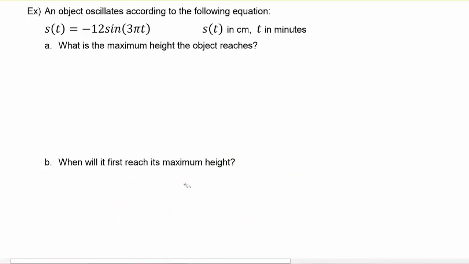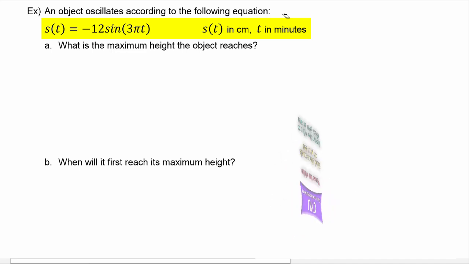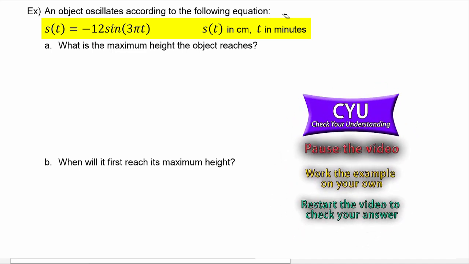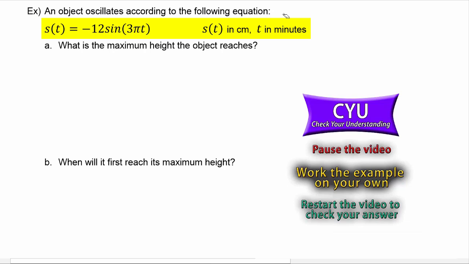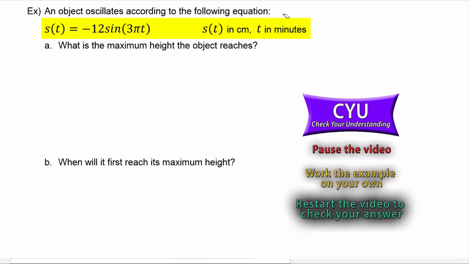In this example, we're told that an object oscillates according to the following equation. S of t is equal to -12 times the sine of 3 pi t. S of t is going to be measured in centimeters. T is going to be measured in minutes. It's CYU time, so pause the video, work the example on your own, then restart the video to check your answer.